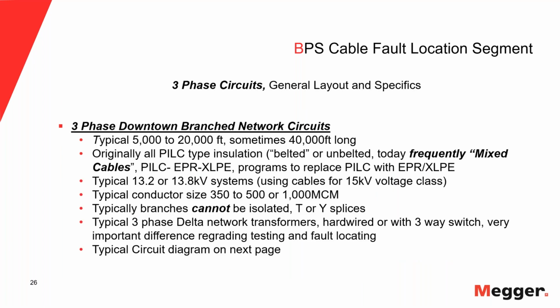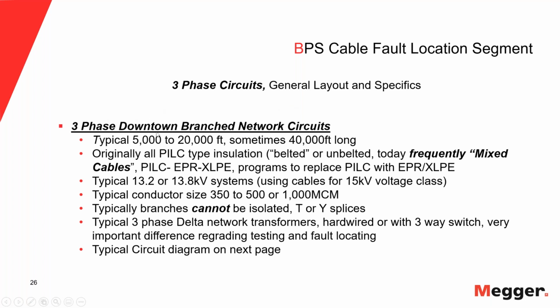So with that, I would like to switch my presentation now and go to the three-phase downtown branch network circuits. And again, a couple of parameters: 5 to 20,000 feet, sometimes 40,000 feet. We're working with one customer who has 100,000 feet, but that's out of the ordinary, right? But most of these circuits are in that range.